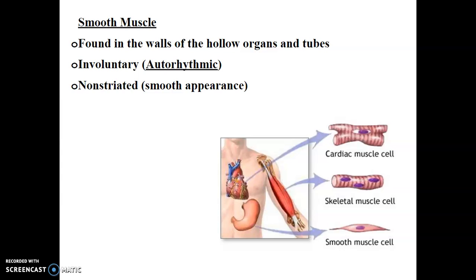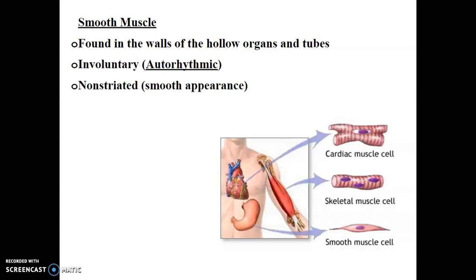Smooth muscle is found in the walls of hollow organs and tubes of our body. They're involuntary, also called autorhythmic. This is the whole principle of why when we eat something, once we swallow it, it goes through the whole journey of our digestive system without us having to think about it. So it's involuntary. It functions without us having to think about it.